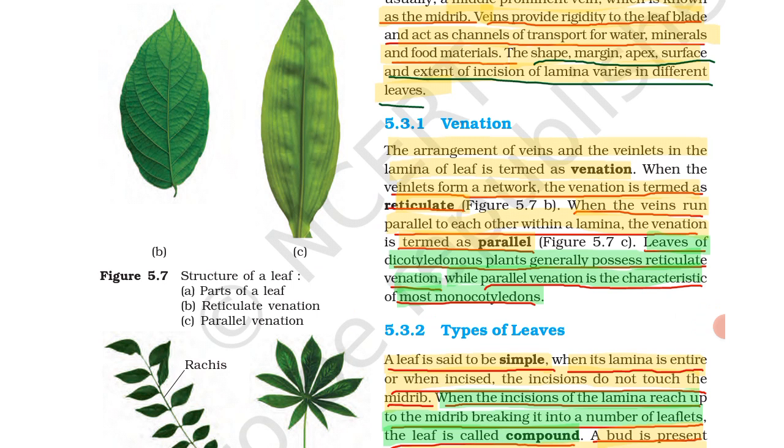When the veins run parallel to each other within the lamina, this venation is called parallel venation. So see figure C. In C, parallel venation is shown. See, these veinlets run parallel within the lamina, it is called parallel venation.